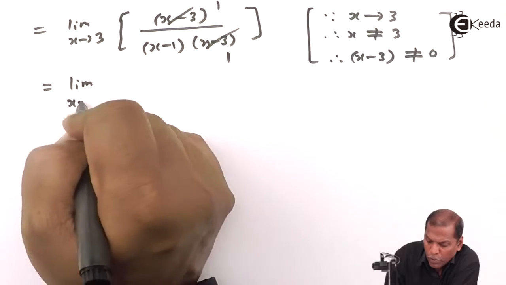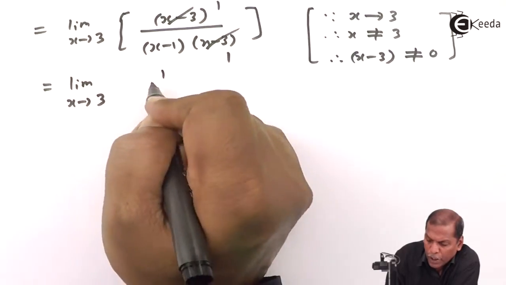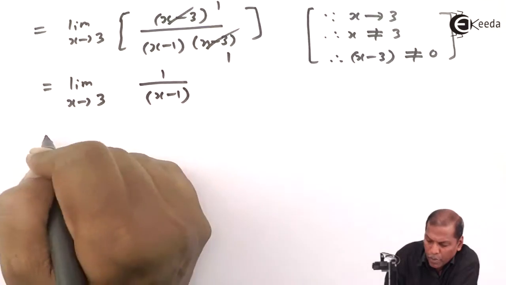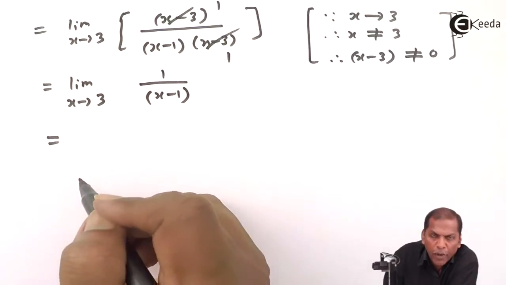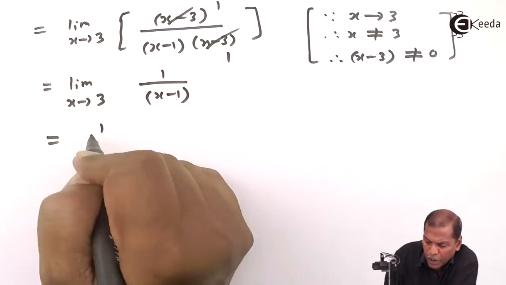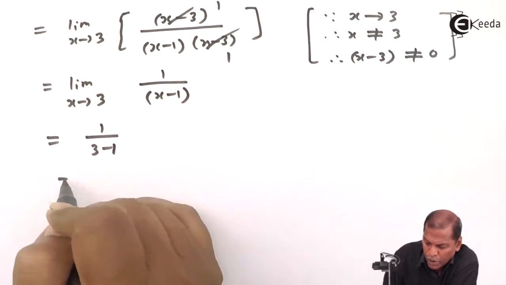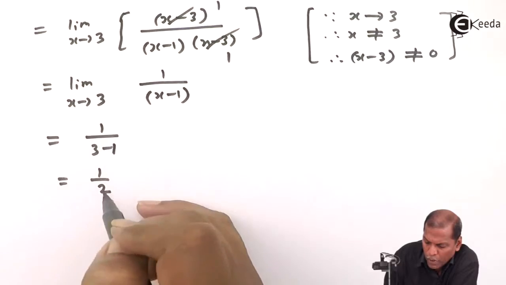So L is equal to limit x tends to 3, we are left with the term 1 upon x minus 1, and finally we substitute x as 3, so we get 1 upon 3 minus 1, and that is equal to 1 upon 2.